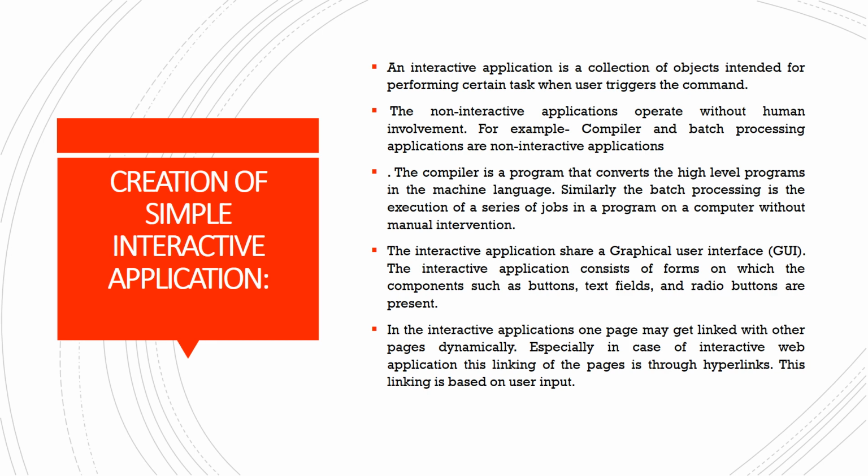You know a compiler. What is a compiler? A compiler is a program that converts high-level language programs into machine-level language. Similarly, batch processing is an execution of a series of jobs, a collection of jobs in a program, on a computer without manual intervention. So non-interactive applications do not require any human involvement.